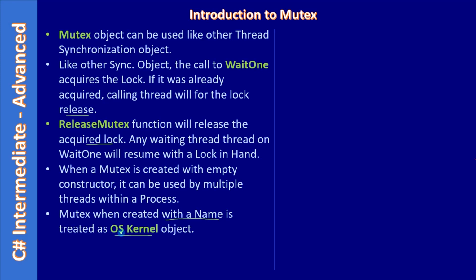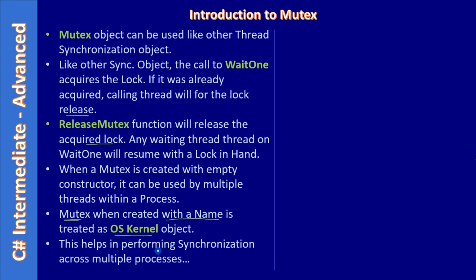So the operating system kernel, or operating system core, will maintain the mutex. That way the OS knows there are multiple processes, and when the mutex is shared, multiple processes are controlled by a single object. So that's the purpose of a mutex. Previously we talked about critical section. A critical section is for threads within the process, but a mutex you can use across different processes as well. So this helps perform synchronization across multiple processes.